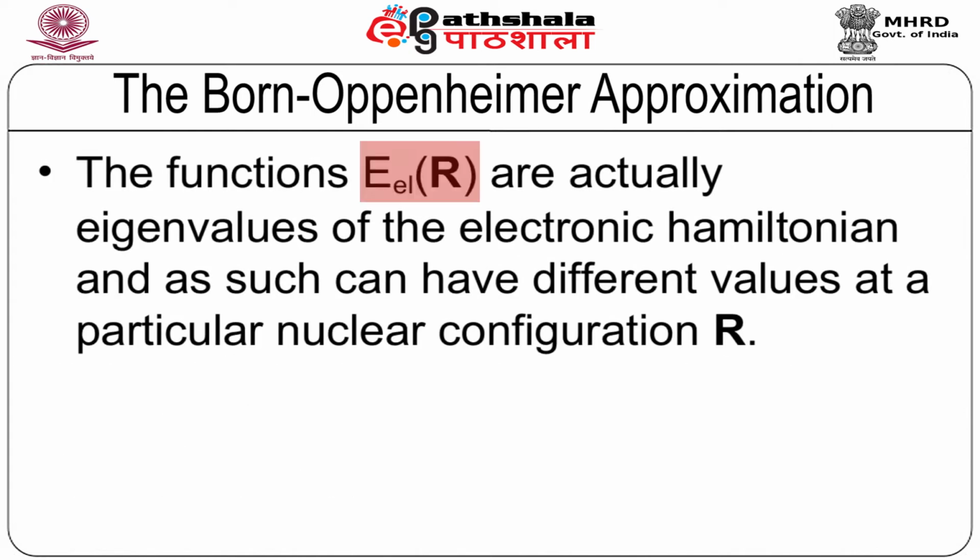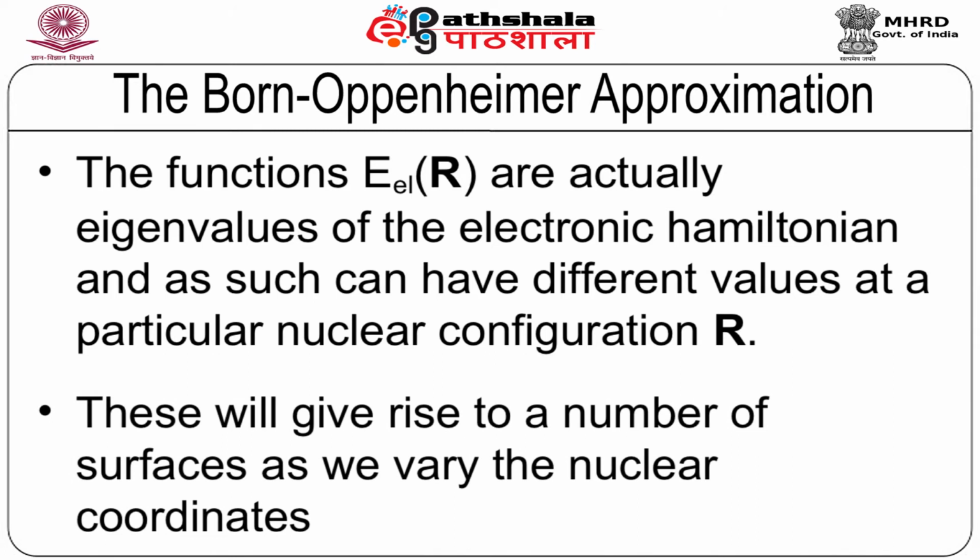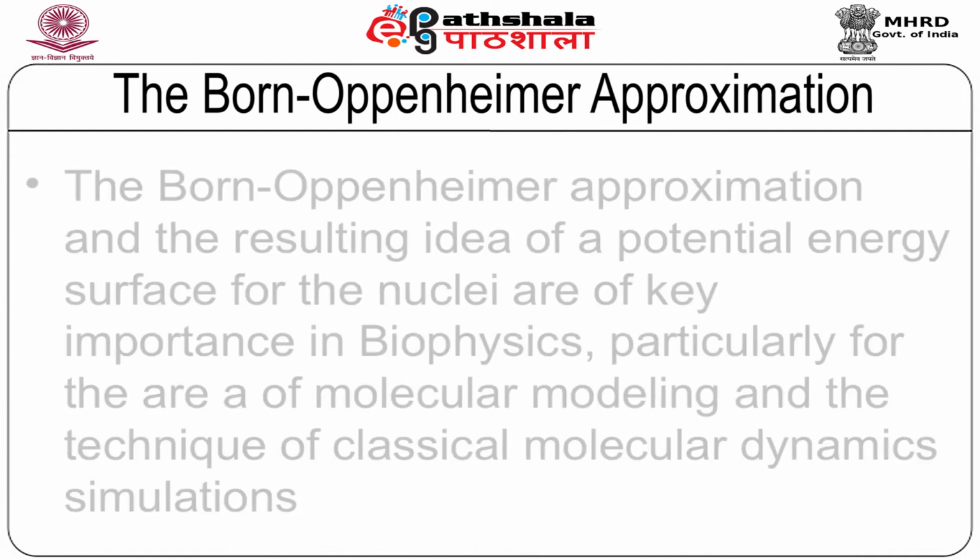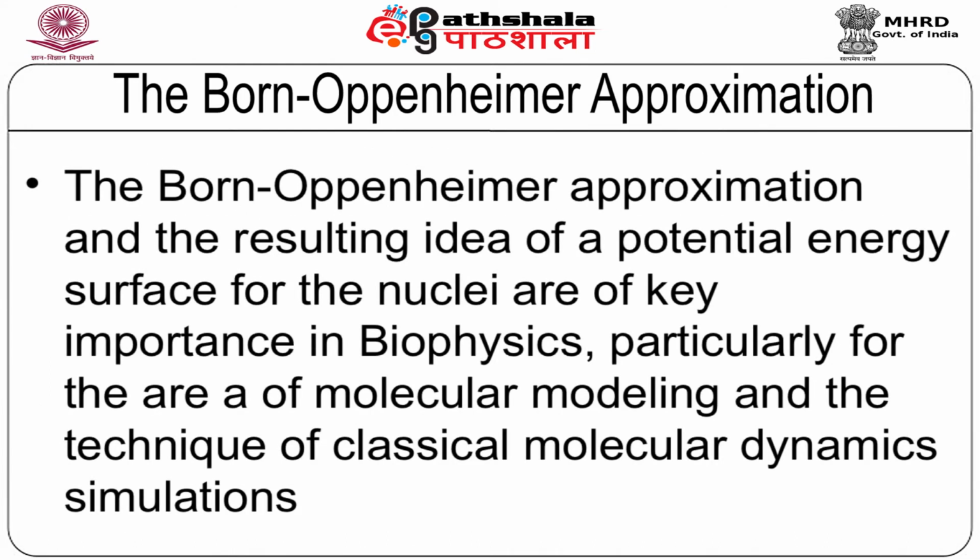The functions ELR are actually eigenvalues of the electronic Hamiltonian and as such can have different values at a particular nuclear configuration R. These will give rise to a number of surfaces as we vary the nuclear coordinates. The Born-Oppenheimer approximation and the resulting idea of a potential energy surface for the nuclei are of key importance in biophysics, particularly for the area of molecular modeling and the technique of classical molecular dynamics simulation.